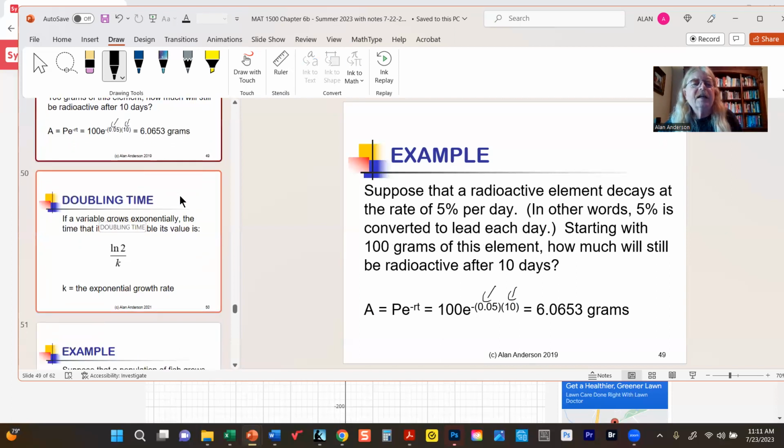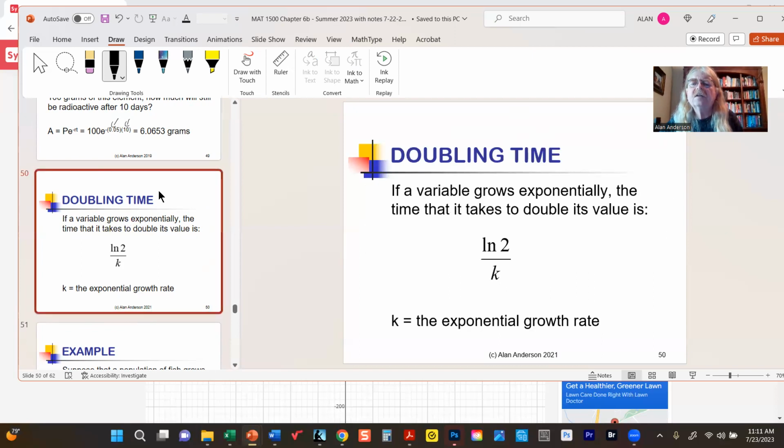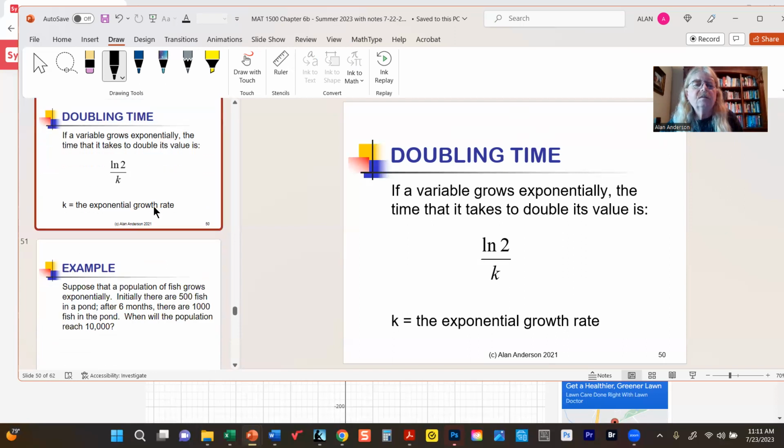How about this example? Now, here's something interesting. This can come in very handy sometimes. If a variable grows exponentially, let's say the balance in your bank account, we can easily figure out how long it takes to double your money. So like, let's say the bank pays you 6%, and let's say the bank really does use continuous compounding.